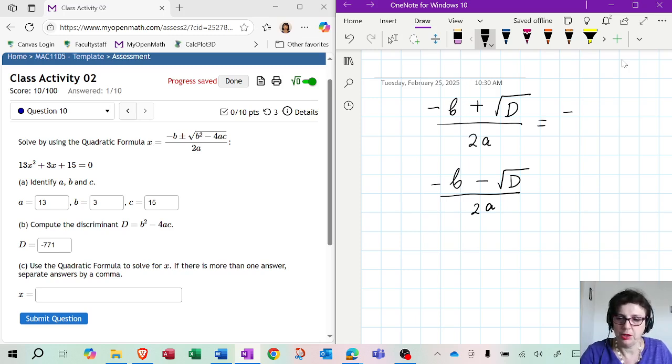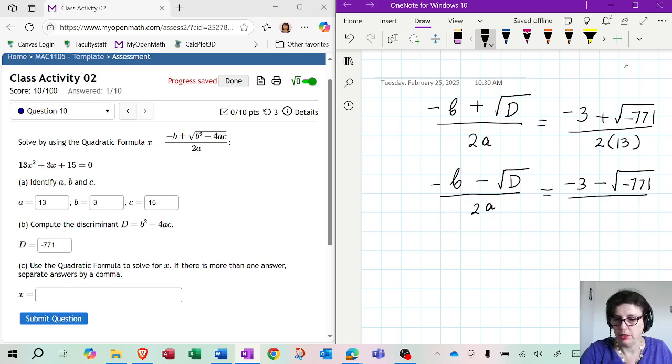So in my case, there's nothing negative, so b is 3. So this would be negative 3 plus square root of negative 771, and then divide that by 2a. So 2 and a is 13. Okay, so I did that, and I'm going to do the exact same thing here. So this is going to be negative 3 minus square root of negative 771 divided by 2 times 13.